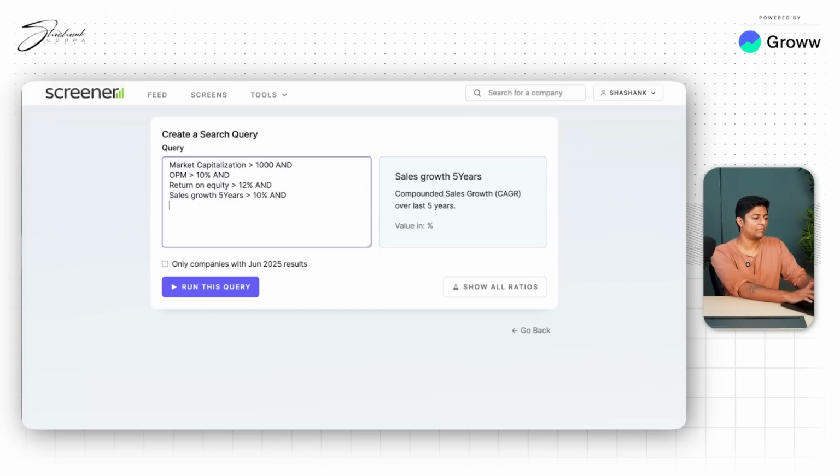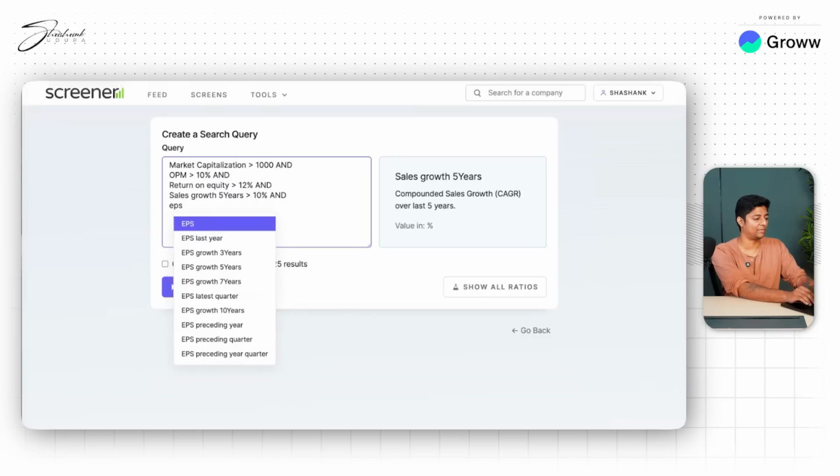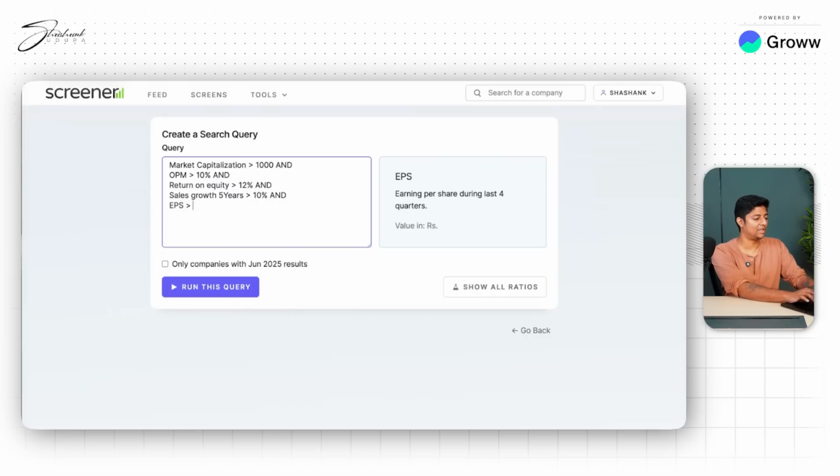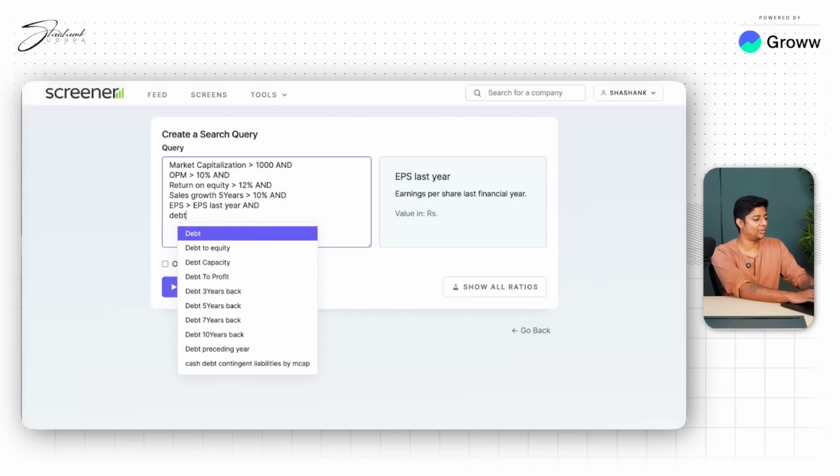Another thing is, a lot of companies grow their sales, right? But PAT, which is profit after tax, doesn't grow. That becomes a problem for me. So I say EPS should be greater than EPS last year. Very simple. That means, boss, from last year to this year you have grown with respect to profits, and your earnings per share has also gone up, because I don't want dilution companies to completely go away from the screen. Okay. Then we do the debt to equity ratio.